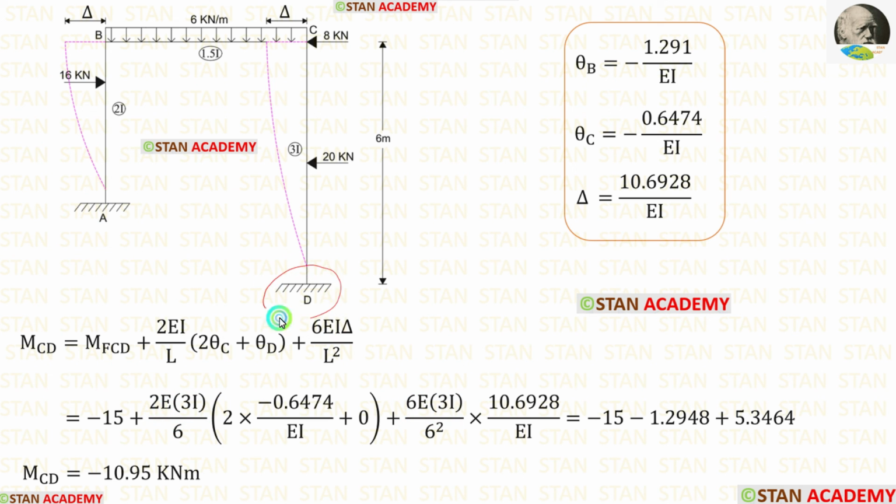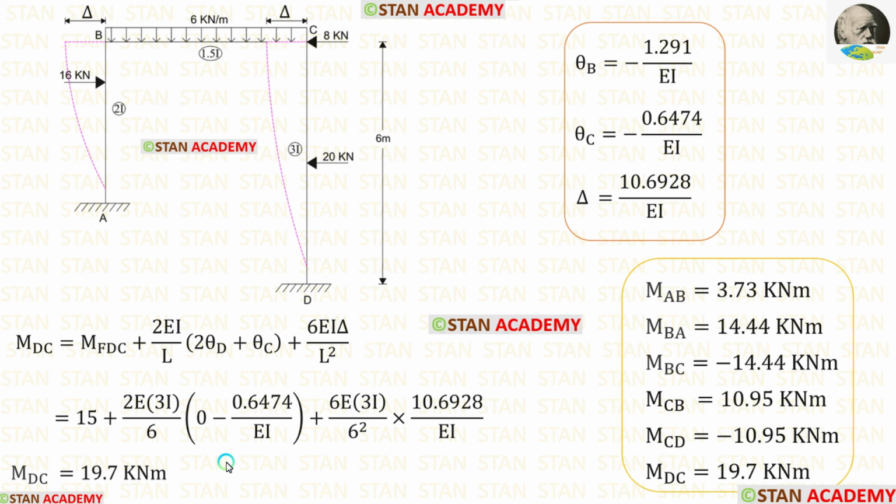In the point D, there is a fixed support. In the fixed support, there will be no slope. So theta D will be 0. After applying the values of theta C and delta, we are getting MCD. In the similar way, we can find MDC. In this analysis, we have calculated all of the moments.